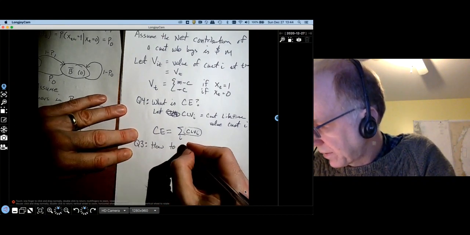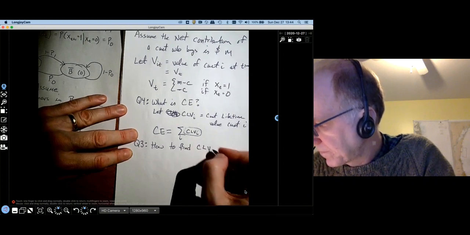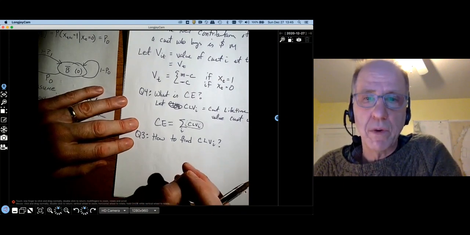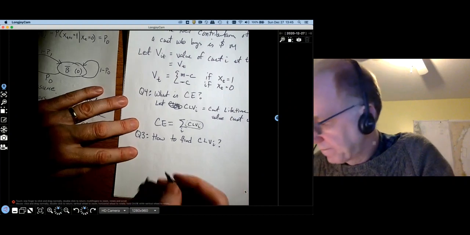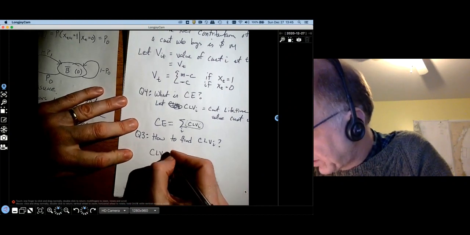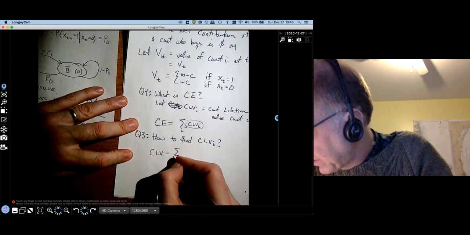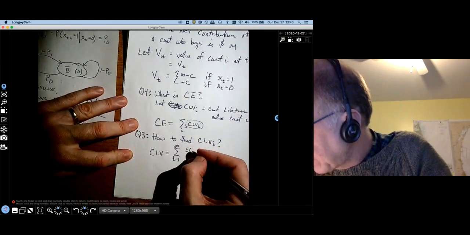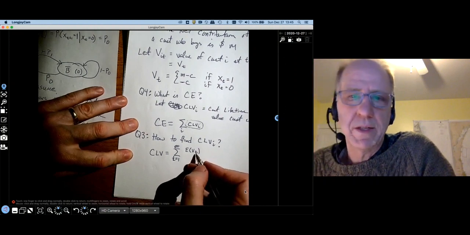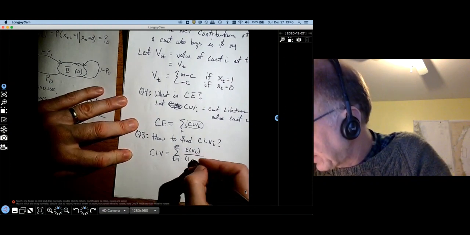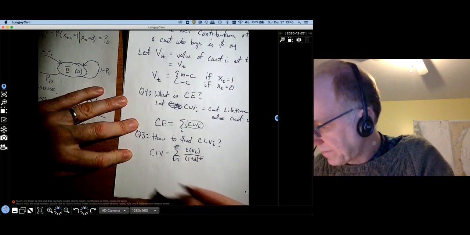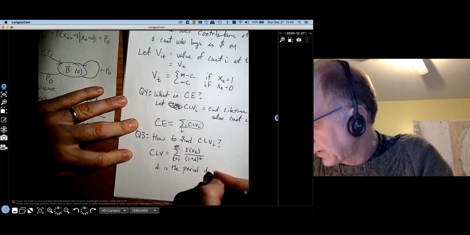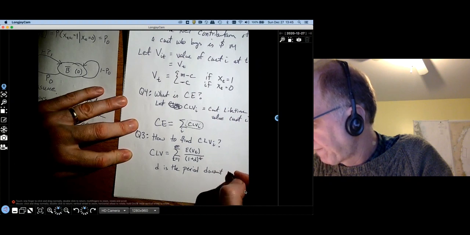Well, that leads to how to find CLV sub i. In order to answer that question, let's go back to the definition that I gave you of lifetime value on the very first day. So CLV is just the sum, T equals 1 to infinity, of the expected value of the customer at time T, and we're going to discount that by 1 plus D raised to the T, where D is, I like to call it, the period discount rate.